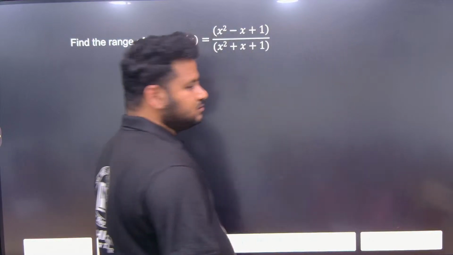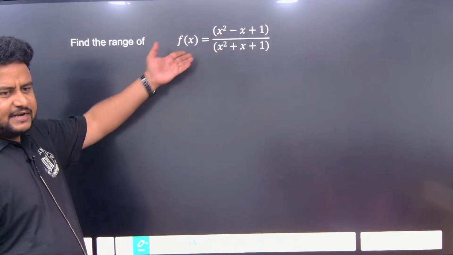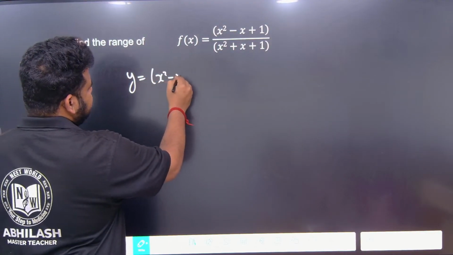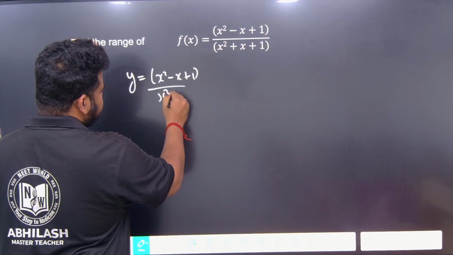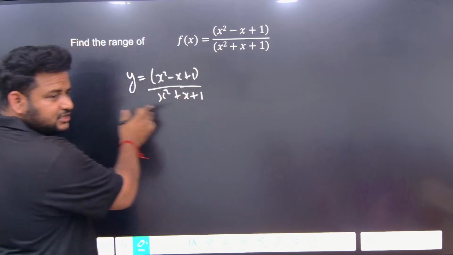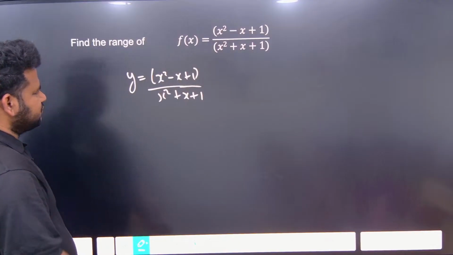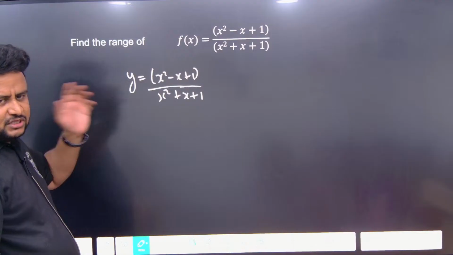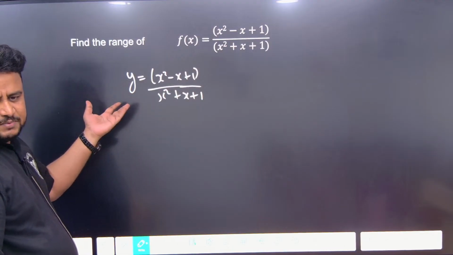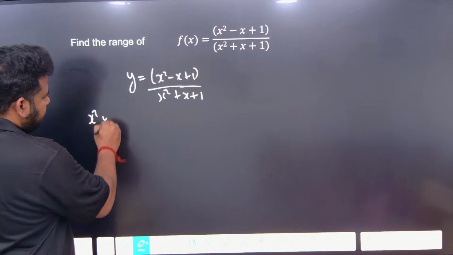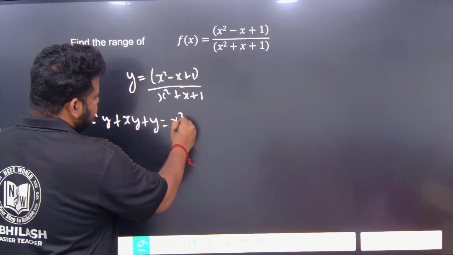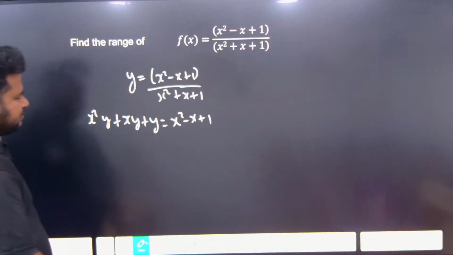So this is the question. Normally if we find it, we will take y is equal to x square minus x plus 1 by x square plus x plus 1. First let us do the normal method, how we do it. We cross multiply this, and we get x square y plus xy plus y is equal to x square minus x plus 1.